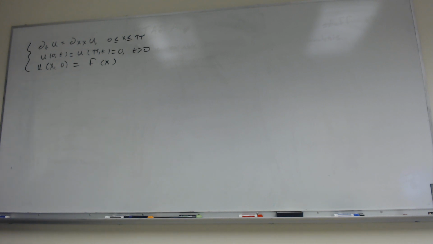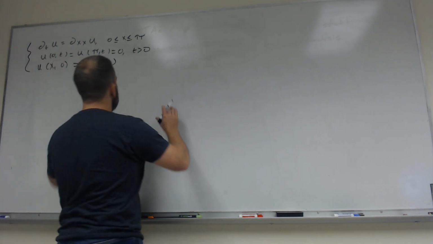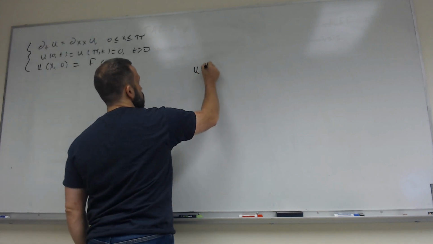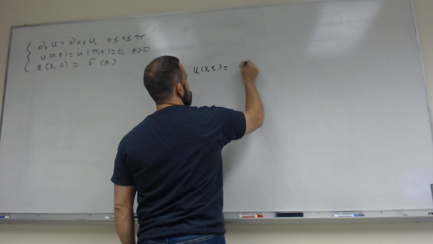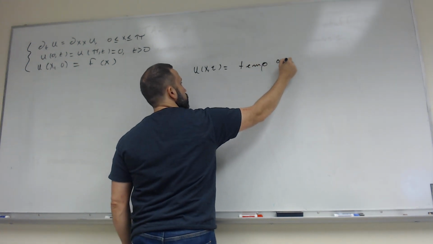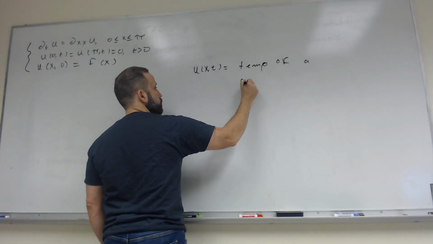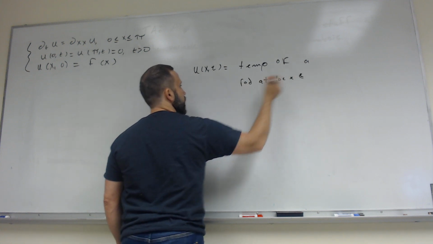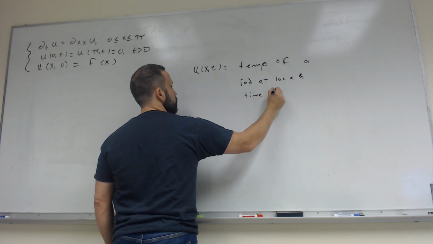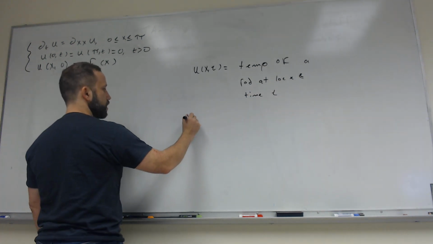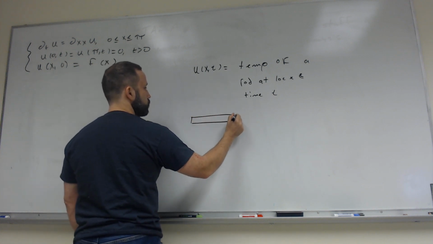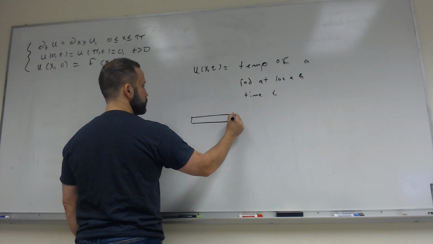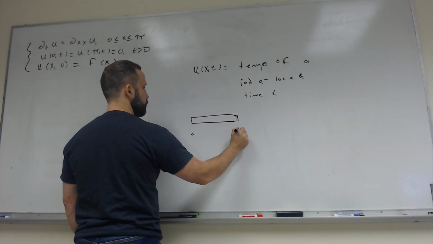Okay, so what is this modeling? I'm just going to work in the context of the heat equation. So u(x,t) is equal to the temperature of a rod at location x and time t. In other words, we have a rod, let's say going from 0 to pi. A rod going from 0 to pi. So this is 0. This is pi.